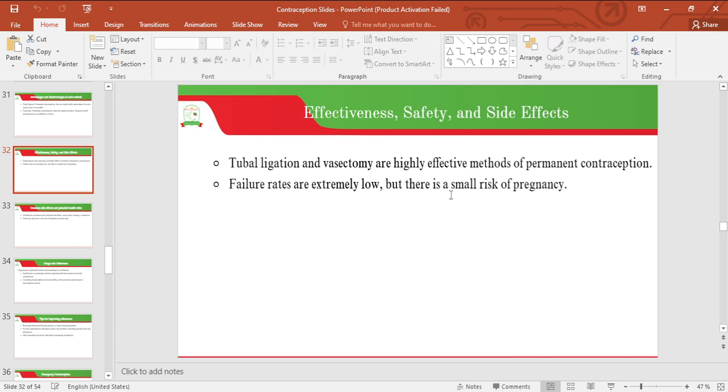Effectiveness, safety, and side effects of the sterilization methods. We have tubal ligation and vasectomy. These methods are very effective. They are highly effective as methods of permanent contraception. Failure rate is extremely low, but there is a small risk of pregnancy if the tubal ligation was not done in the correct way.